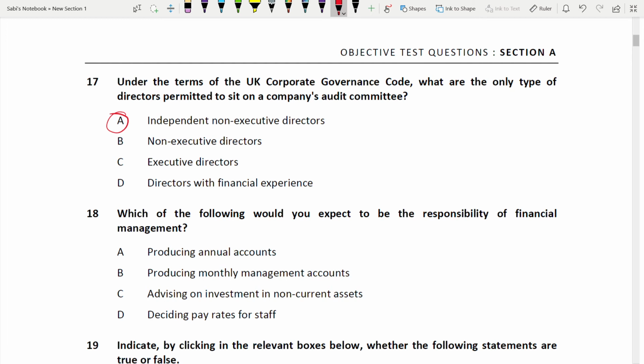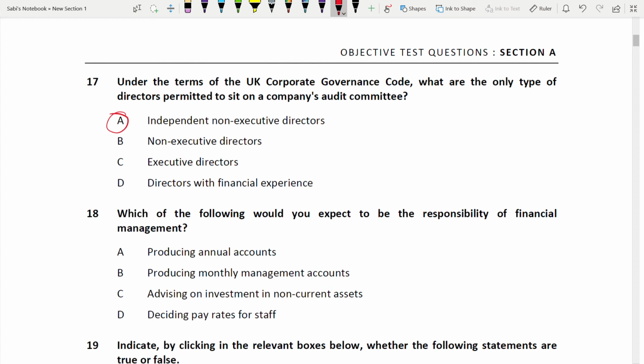That's the only type of director which is permitted to sit on the company's audit committee. Not all of them, but at least one or two should have financial experience, right? And definitely an executive director does not come there. All have to be non-executive directors, and they have to be independent. All of them have to be independent non-executive directors, not just non-executive directors.